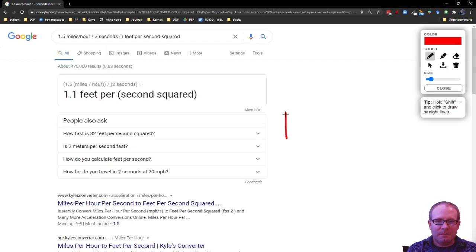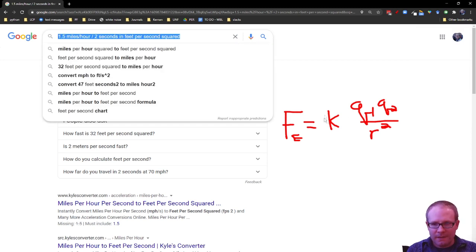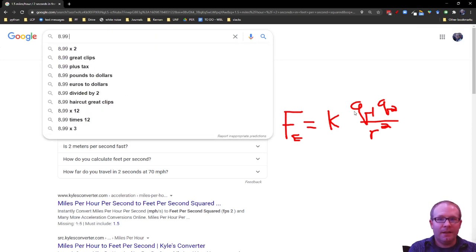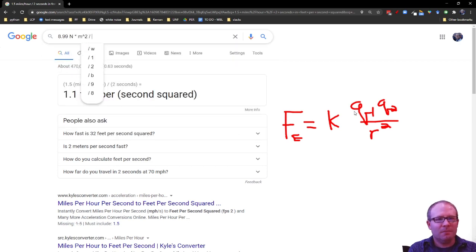So let's take another example. Let's suppose I am working with the Coulomb force, the electric force between two charges. There's an electric constant here, there's Q1, Q2, and then divide by the distance between them squared. So what I could do with that, I could take the K value, that is 8.99, and that's in newtons meters squared per Coulomb squared, and it knows what all these things are.